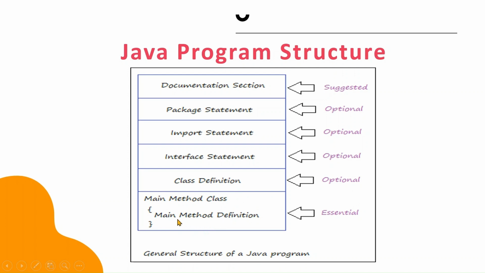Now the class which consists of main method is considered the main class, because the execution of the Java application starts from the main method. So I need to write a main method inside a class. So wherever the main method is existing, that class is called a main class. So this is mandatory. So this is the hierarchy of the program structure of Java. So we need to follow the same.